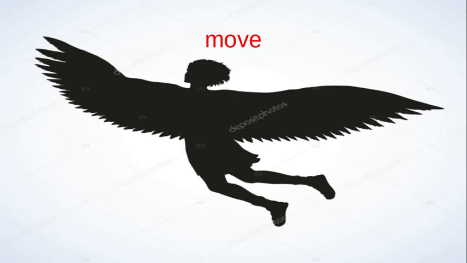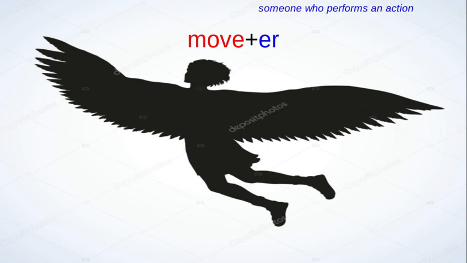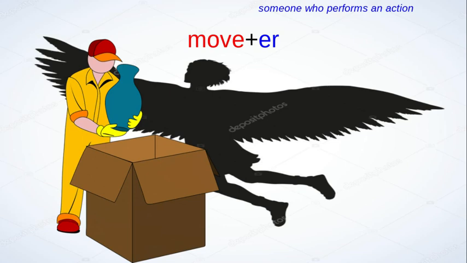Here's an easy verb for our root word. Move. You know what move means. It pretty much explains itself. Let's add our first suffix to the end, -er. We know that -er means a person who performs an action, so our new word is mover. Move was a verb. Now it's a noun because it's a person.